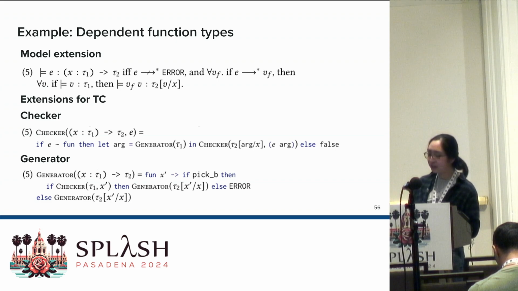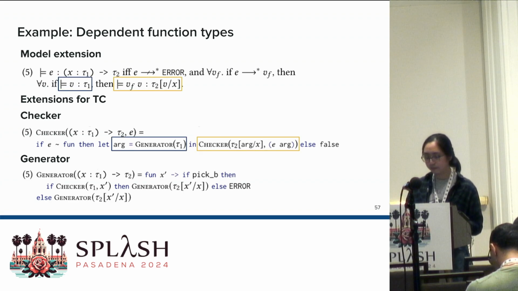We also need to update the definition for TC to include dependent function types. The updated checker and generator for dependent function types are defined as such. As you can see, the checker mirrors the model definition really well. It generates a value from the input type and invokes the output type checker on the application after appropriate substitution. As for the generator, it's pretty much identical to how function types worked originally. The only difference, again, being the additional substitution. And that's it. Voila. Dependent function types added.